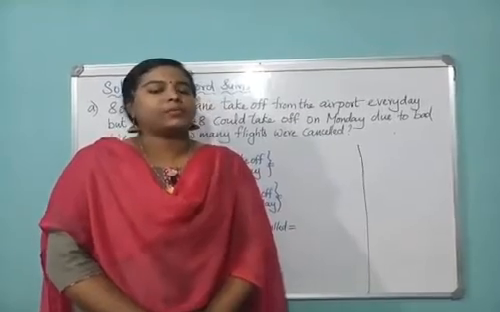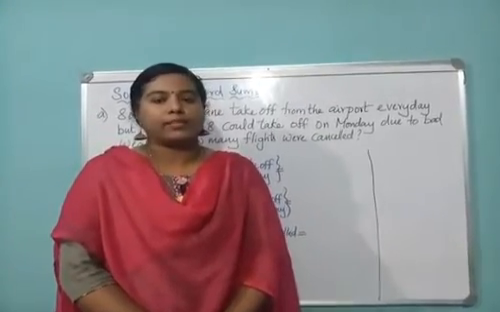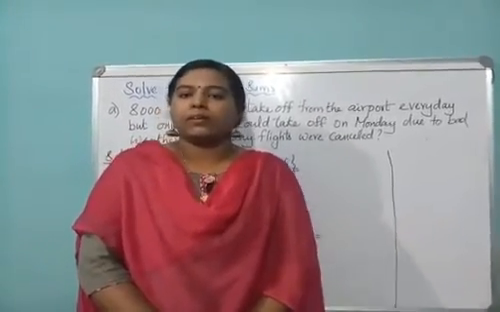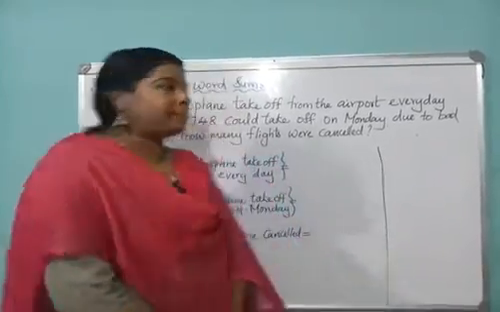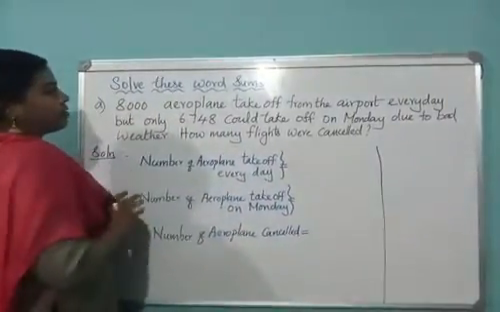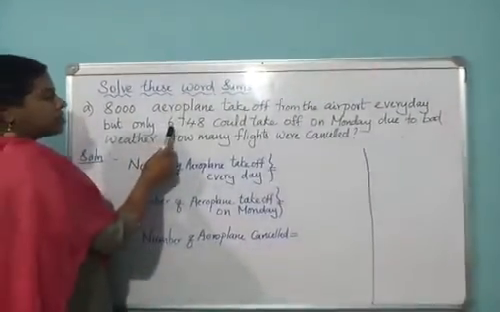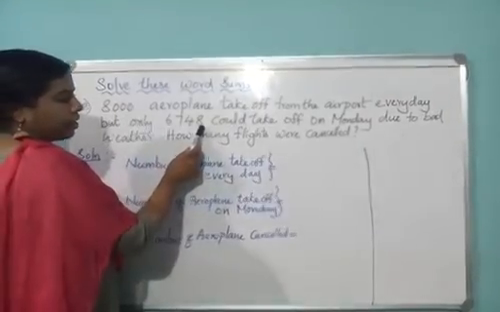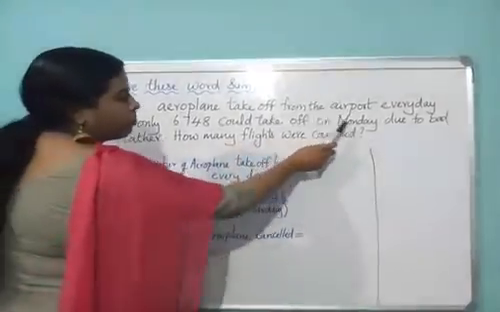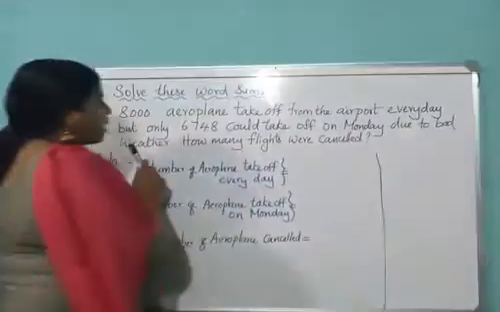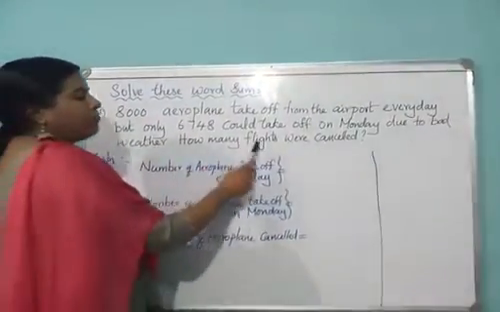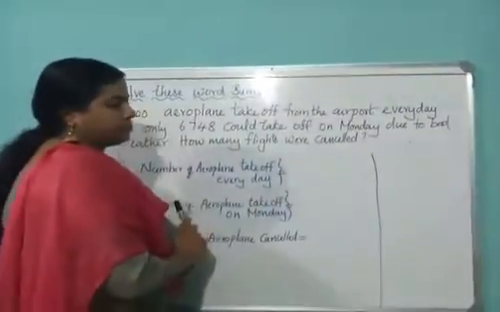Let us learn how to solve word problems related to subtraction. Let's see the first example. 8,000 aeroplanes take off from the airport every day, but only 6,748 could take off on Monday due to bad weather. How many flights were cancelled?